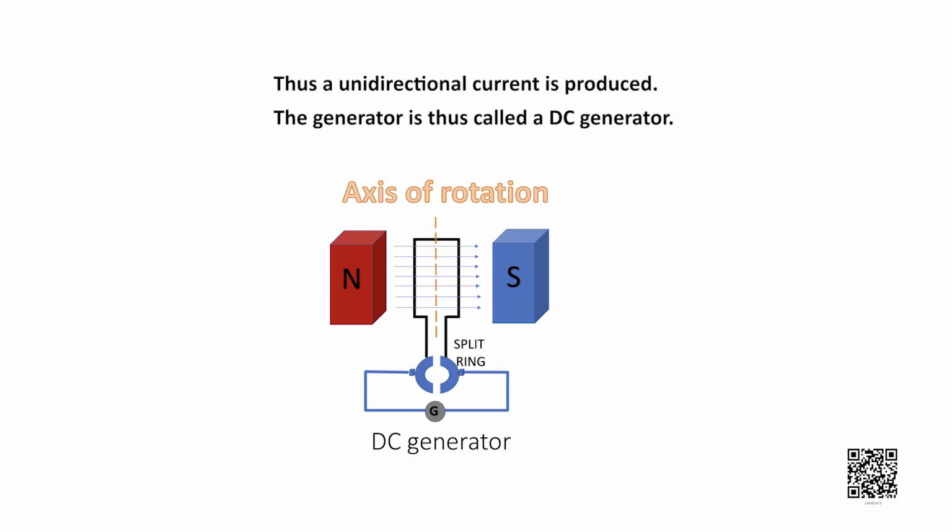Such a current which changes its direction after equal intervals of time is called alternating current or AC, and the device is called an AC generator. To get a direct current DC, which does not change its direction with time, a split ring commutator must be used. Thus, a unidirectional current is produced, and the generator which produces the unidirectional current is called the DC generator.